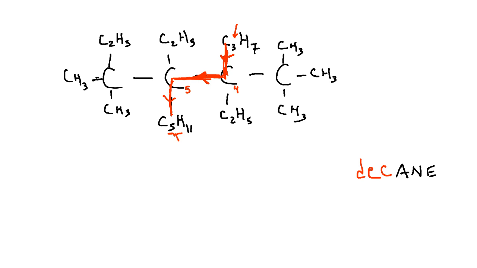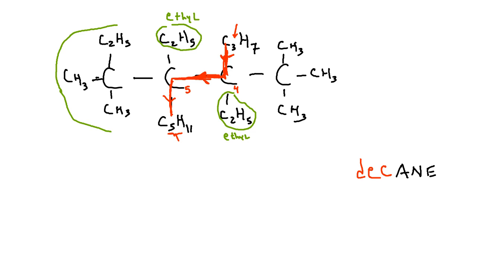C2H5 was ethyl. Oh, look, there's another ethyl. And look, this whole thing here is not part of that chain, is it? This whole thing is not part of that chain. Well, how many carbons are there? There's 2, 3, 4, right?